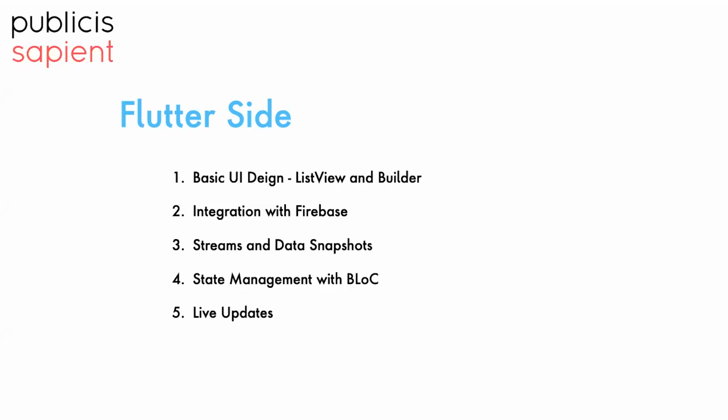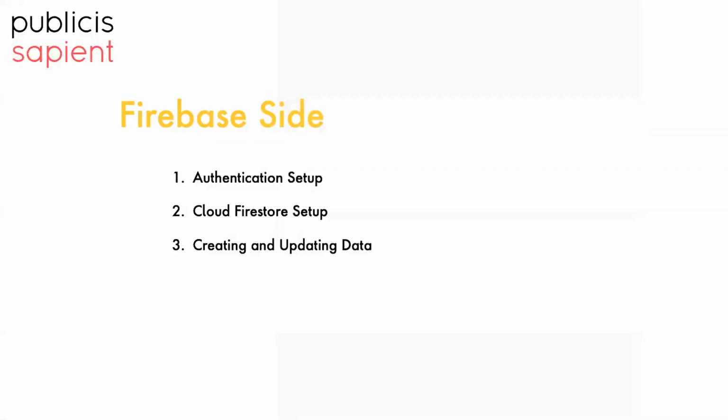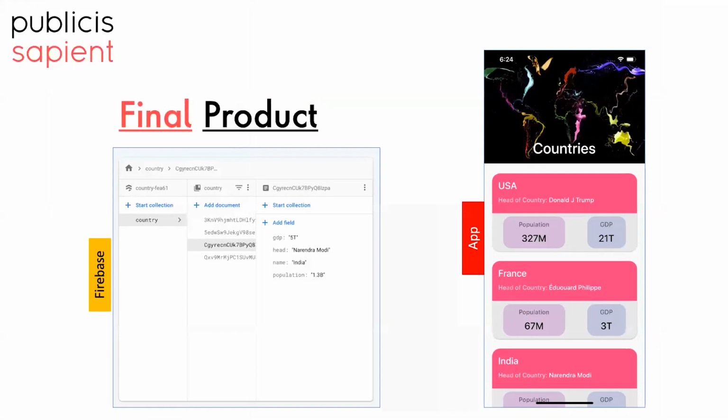Okay, and then the magical thing we'll see is how quickly, if you change something on the Firebase side, it reflects on the Flutter side. On the Firebase side, we are going to cover the authentication setup, how to authenticate apps on Firebase, and then how Cloud Firestore can be set up for storing the data, and then creating and updating data in Firebase Firestore. Okay, so let's start. And the final product will look something like this.